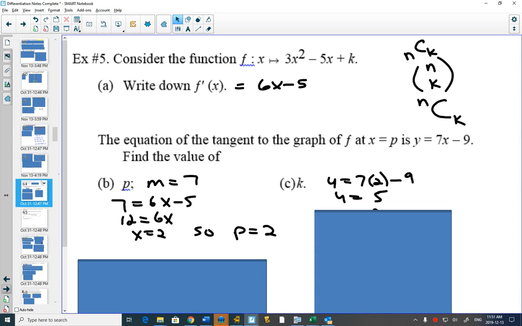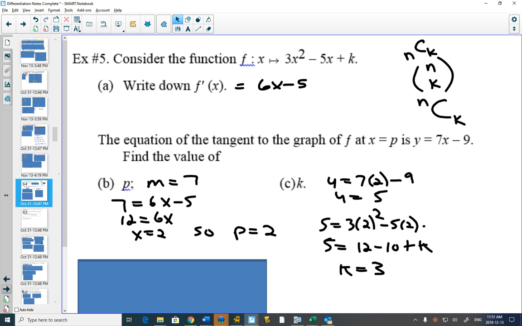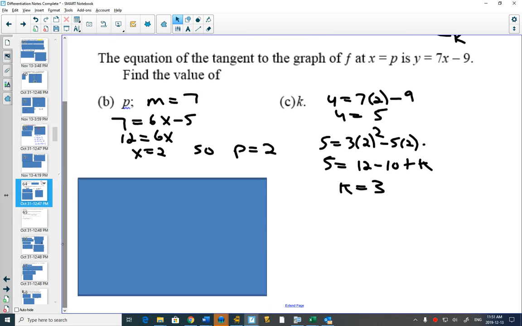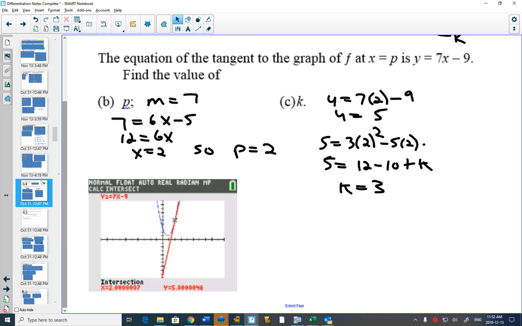And then if I want to find k, well, I know that on my tangent line, when x is 2, y is 5. And that point, 2 comma 5, is on my tangent line, but it's also on my original function. When x is 2, y has to be 5, then you can solve for k and get k is equal to 3. So it's giving you the information in a different order, and now you have to work backwards to find your answers. There's a picture of what's happening.